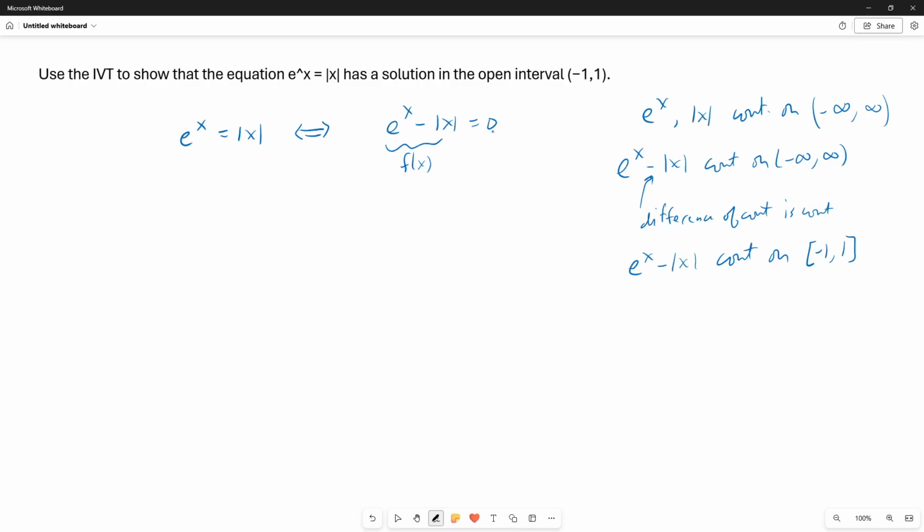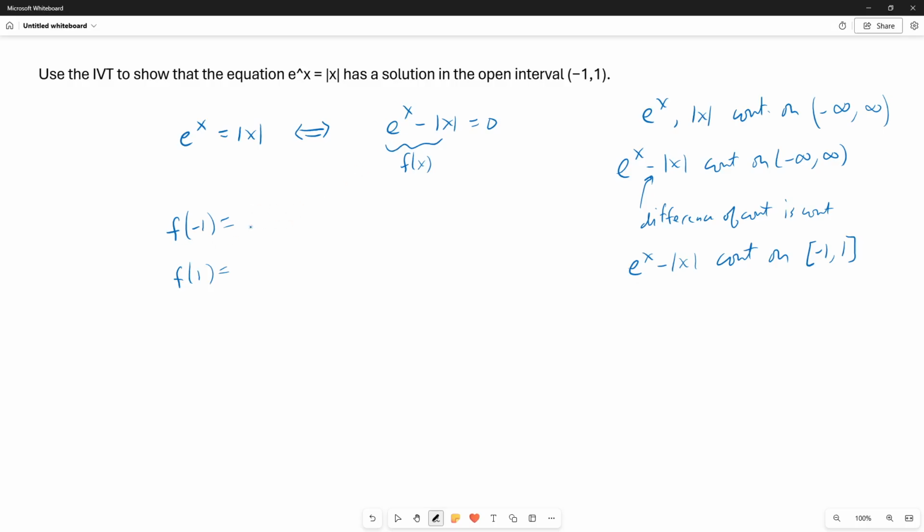Now we have to show that 0 is an intermediate value. So we will take our function f of x here and we will plug in the numbers -1 and +1, and we should see that one of these outputs is less than 0 and the other one is greater than 0, and that would make 0 an intermediate value.